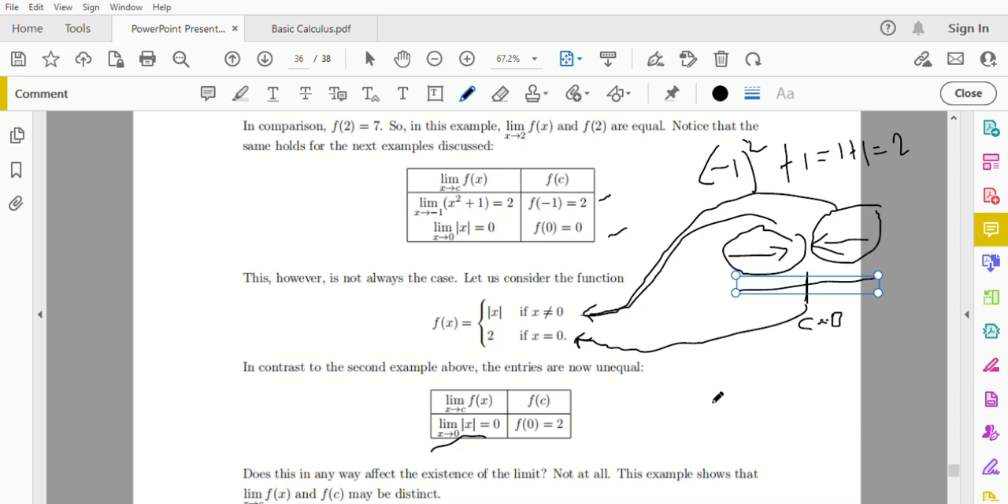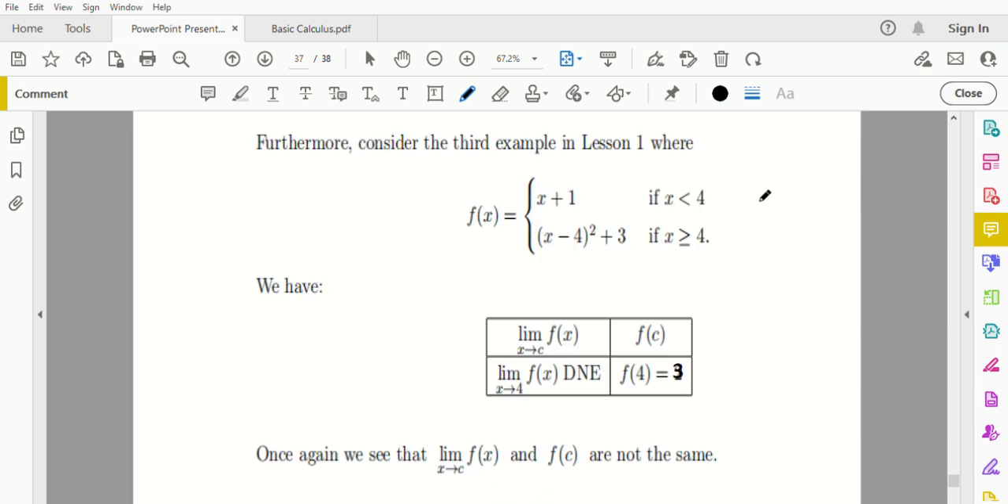So does this in any way affect the existence of a limit? No, not at all. This just shows that the limit of f of x as x approaches c and f of c may be distinct. So it is not always the case that they are equal.